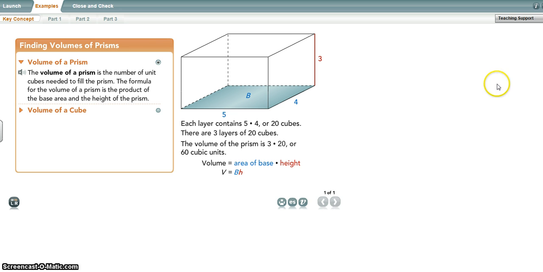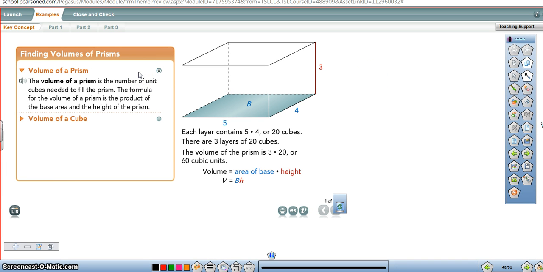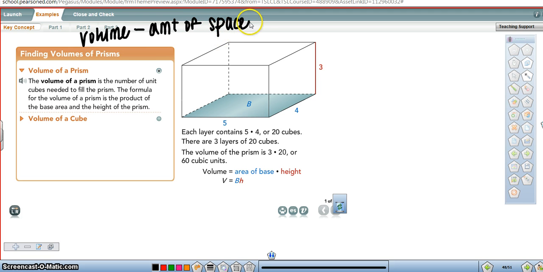Volume is the number of units needed to fill up the prism, or in other words, we would like to say that volume is the amount of space inside an object, or inside a 3D shape. We find the volume by doing the area of the base times the height. They use a capital B to stand for area of the base.